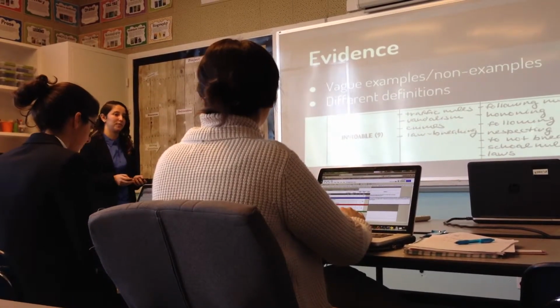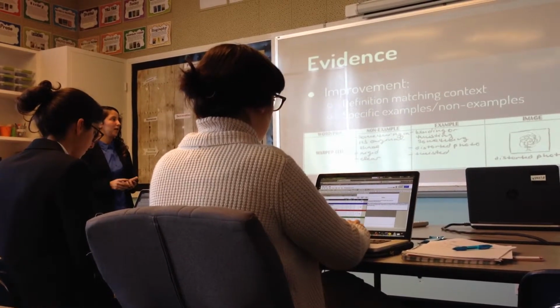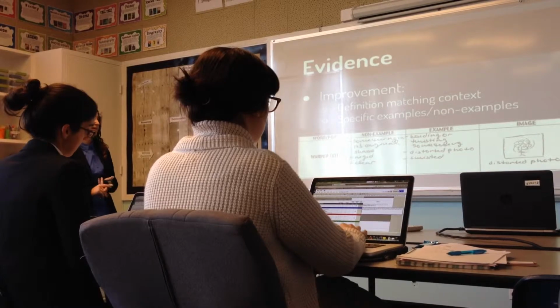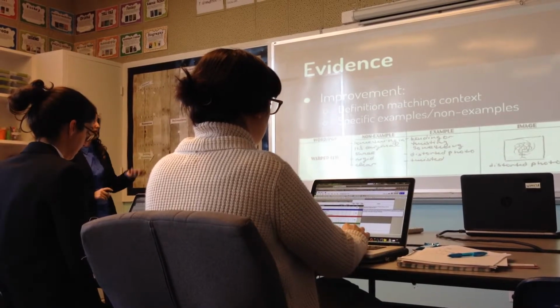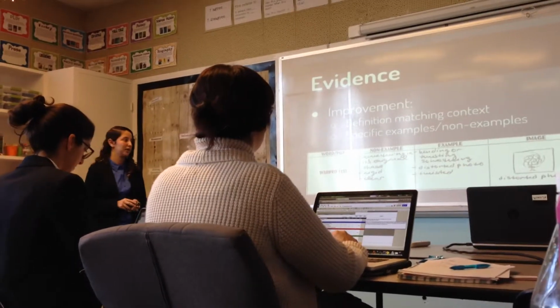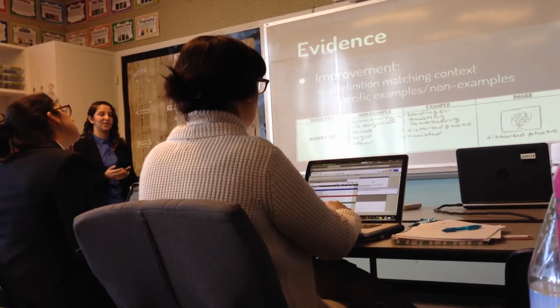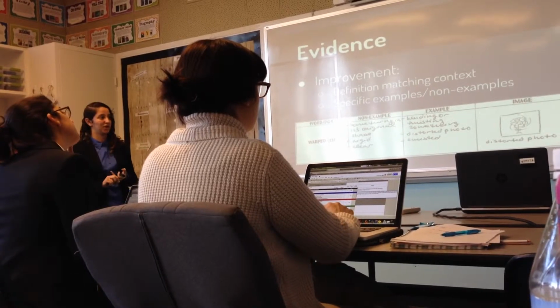However, I wanted to improve upon this, and in order to improve, I made sure that my definition was matching the context. I also used very specific examples and non-examples, like in my example I provided for the word warped, I used a very specific example by saying distorted photo. This also served as my image for the word, which helped me remember.